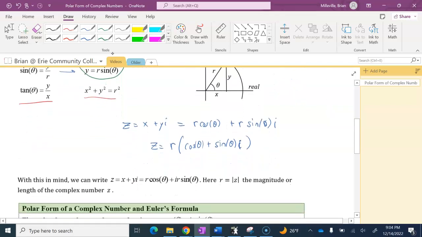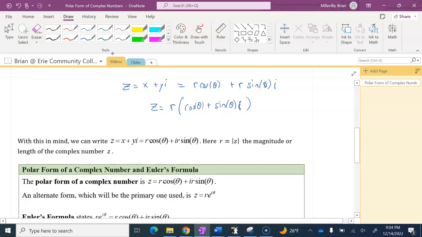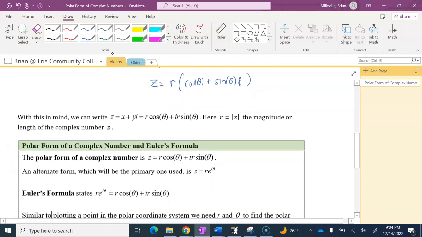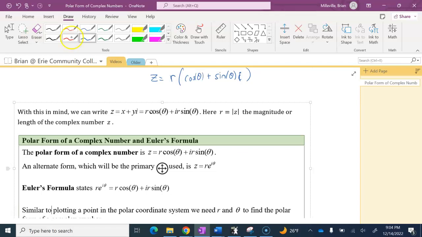It's got some of that summary there, so we can write down a complex number in what's called polar form. We're going to utilize Euler's formula, which is an important result. What Euler's formula states, I'm going to write this off to the side here in red, is that e to the i theta is the same as cosine of theta plus i times sine of theta.